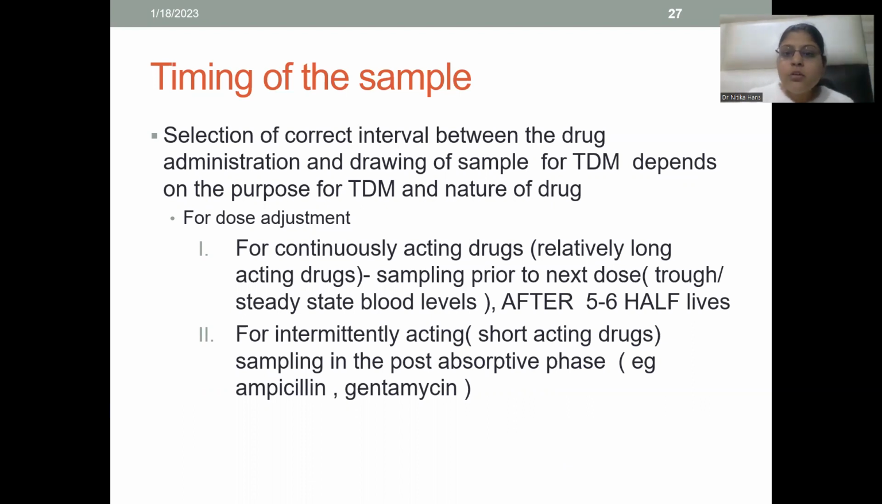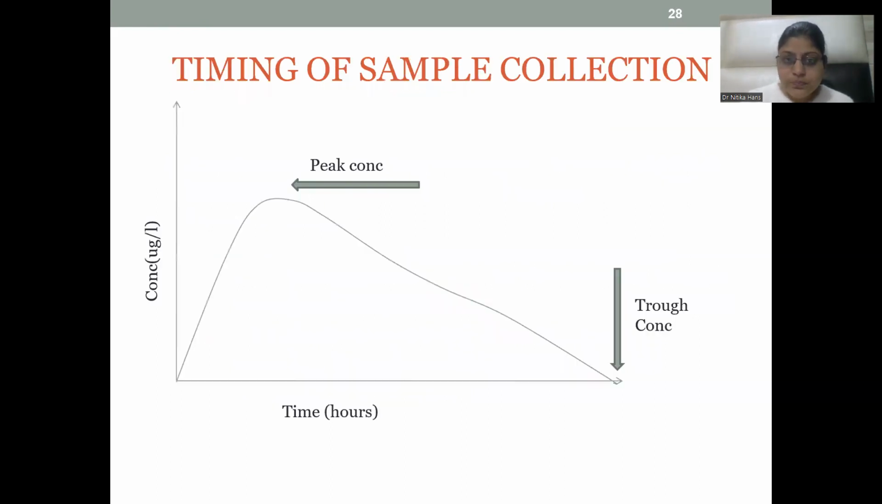For the longer acting drugs, that is continuously acting drugs, sampling is done prior to the next dose. That is, trough or steady state plasma levels are reached after 5 to 6 half-lives, and prior to the next dose, we can take the sample. In the short acting drugs, the sampling is done in the post-absorptive phase. Post-absorption, we can do the therapeutic drug monitoring, like ampicillin and gentamicin.